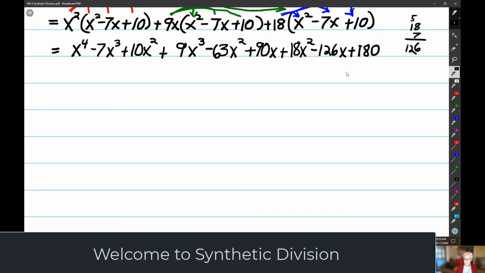Okay. Now, I have to get my like terms together. Okay, I want to make sure I did this right. 18x squared minus 126x plus 180. Okay. Now, x to the fourth, it's the only x to the fourth, and the only constant is here at the end, plus 180.